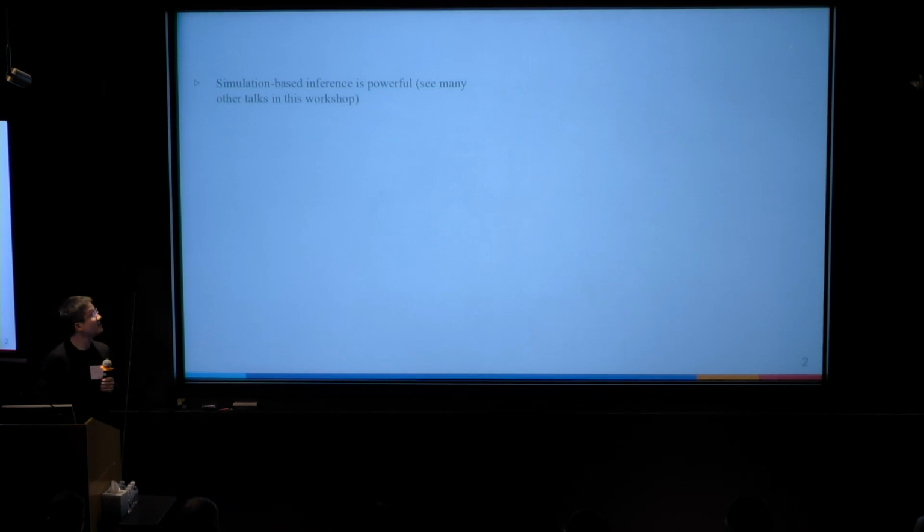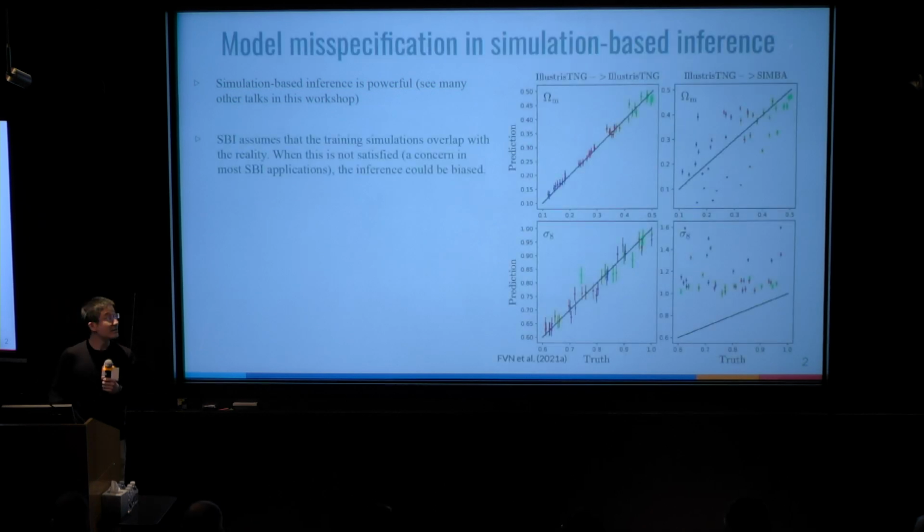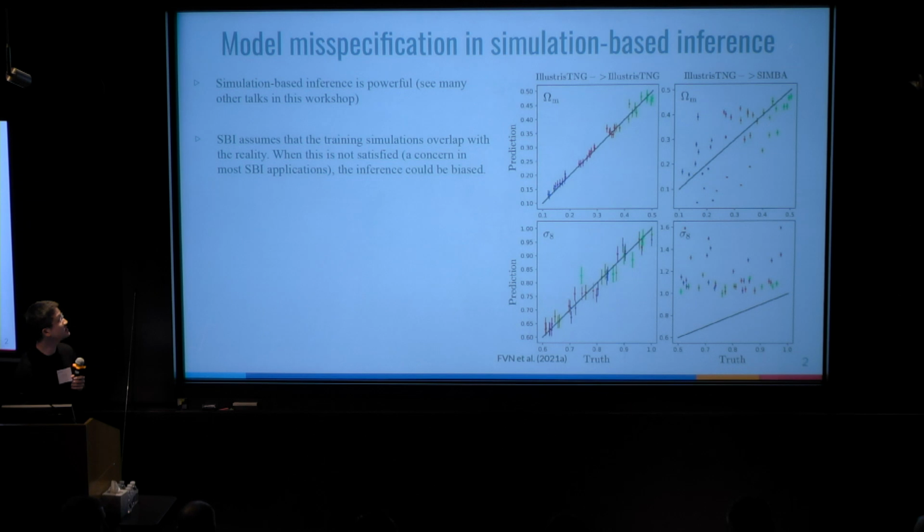Simulation-based inference is powerful. It allows us to go beyond the Gaussian likelihood. It allows us to sample the posterior really fast. You had a really nice talk about SBI this morning, and hopefully you'll also see many other SBI talks in the following of this workshop. So for this talk, I'm going to talk about model misspecification in SBI. SBI assumes that the training simulations overlap with reality, but when this requirement is not satisfied, which is really a concern in most SBI applications, our inference could be biased.